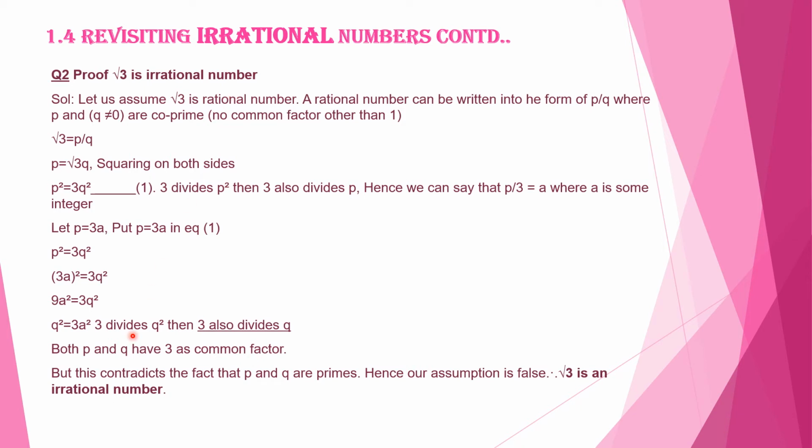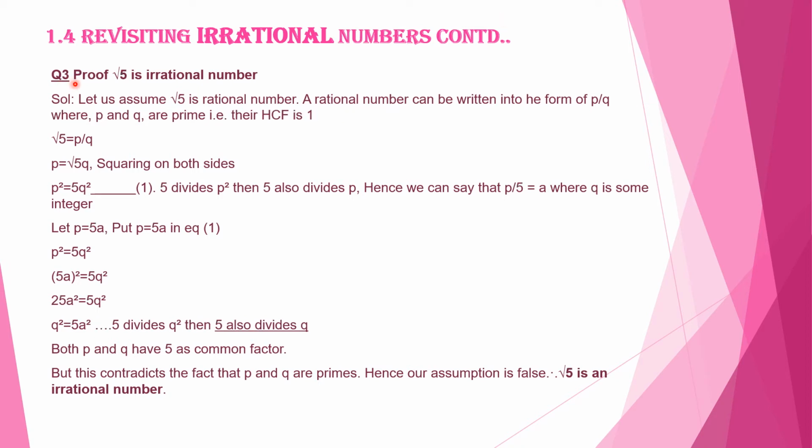We assumed that root 3 is a rational number. And if it is a rational number, p and q should not have any other common factor other than 1. But here we can see that 3 is a common factor. That means our assumption was wrong, and root 3 is an irrational number. So let's move to the another slide.